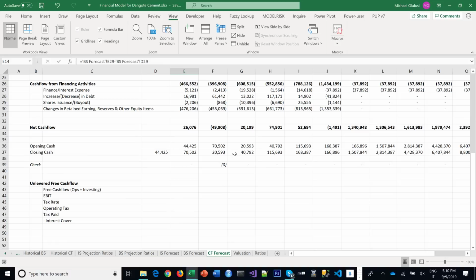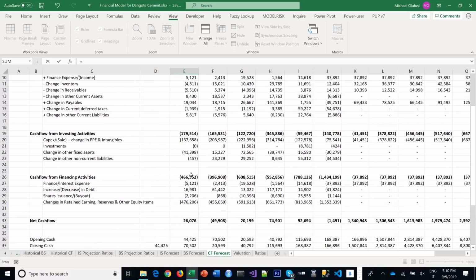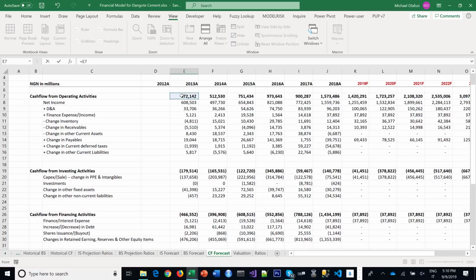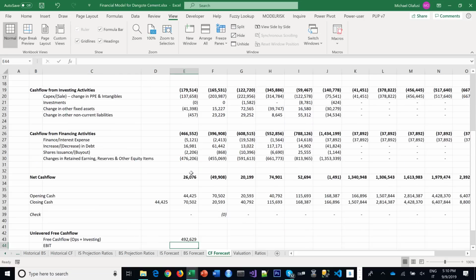We want to do valuation. So I'm going to have to do some extra work. I want to extract the unlevered free cash flow, because that's what we use for the DCF valuation. So I'm going to add up the cash from operations plus cash from investing. Okay, so normally this is the free cash flow.